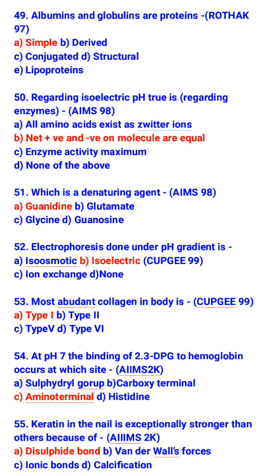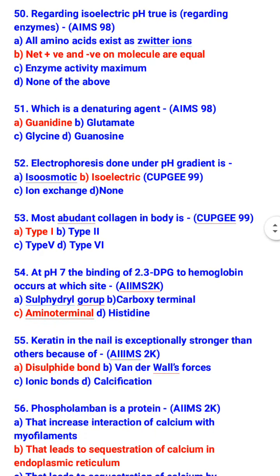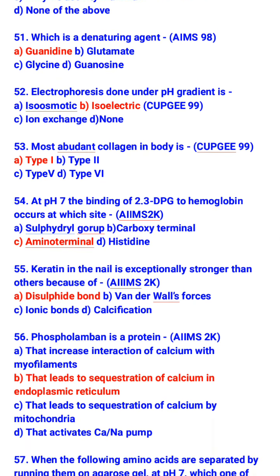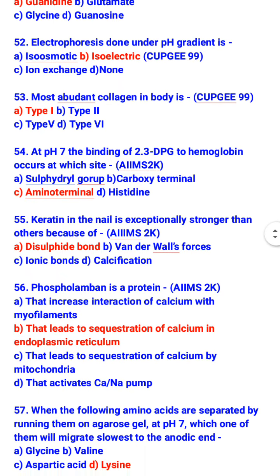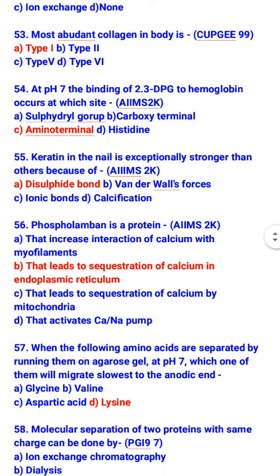Guanidine. Electrophoresis done under pH gradient is isoelectric. Most abundant collagen in body is type 1. At pH 7, the binding of 2,3-diphosphoglycerate to hemoglobin occurs at which site? Amino terminal. Keratin in the nail is exceptionally stronger than others because of disulfide bond.